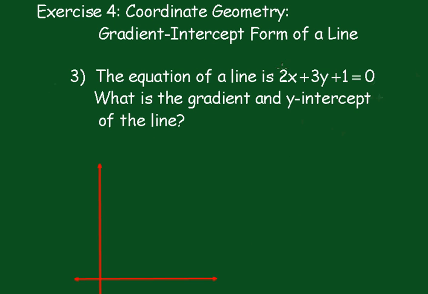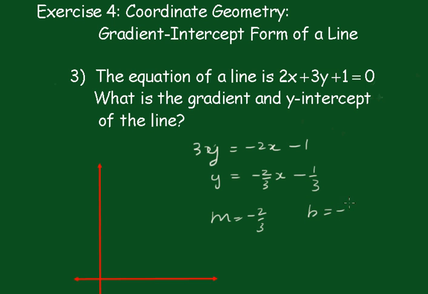Okay, number 3. Given the equation in general form, you have to work out what the gradient and the y-intercept of the line are. Now to do that, we have to rearrange this equation and make y the subject. So I'll write that down as 3y is equal to, take this across the other side, minus 2x minus 1. Dividing through by 3, we get y equals minus 2/3 x minus 1/3. So the gradient is simply the coefficient here, minus 2/3, and the y-intercept is minus 1/3.